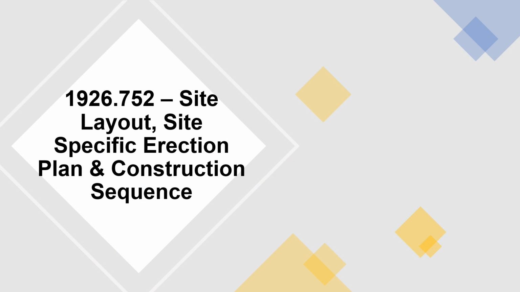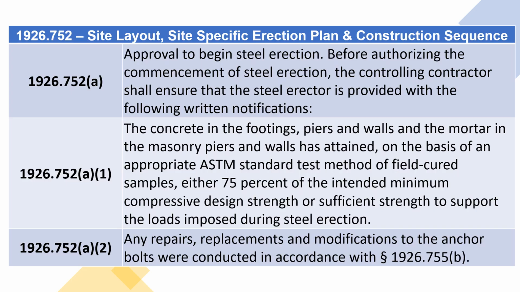1926.752. Site Layout, Site-Specific Erection Plan and Construction Sequence. 1926.752(a). Approval to begin steel erection. Before authorizing the commencement of steel erection, the controlling contractor shall ensure that the steel erector is provided with the following written notifications.